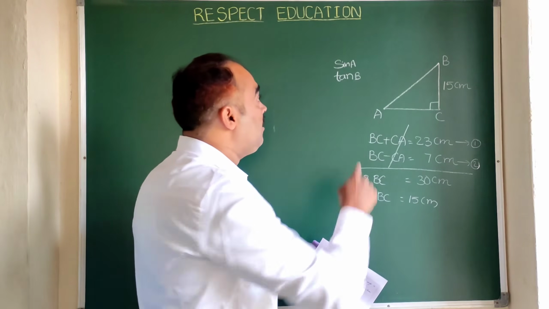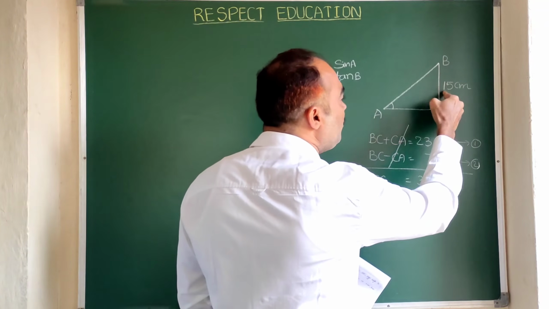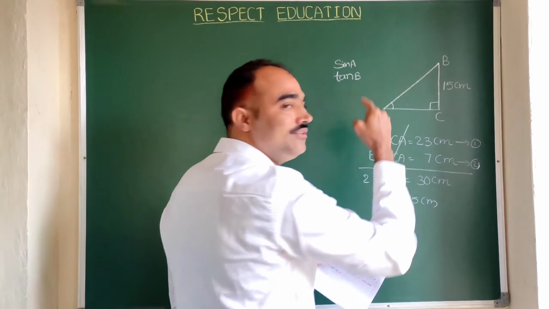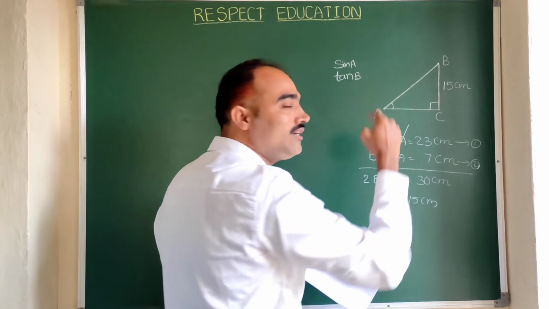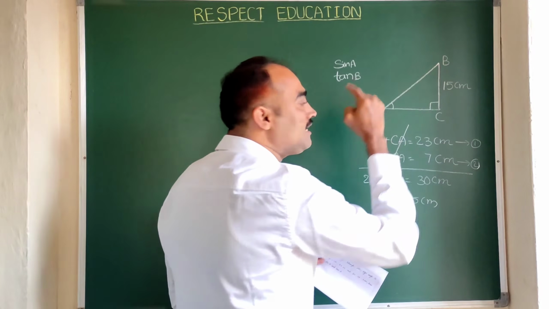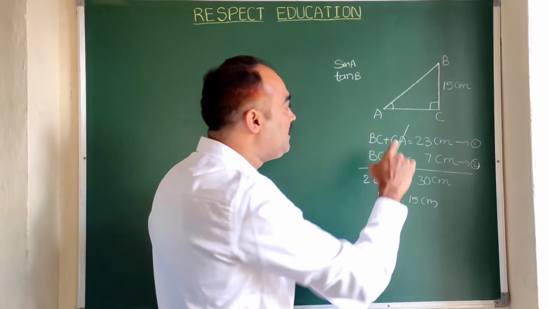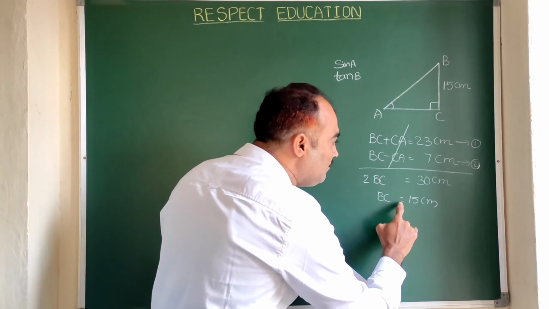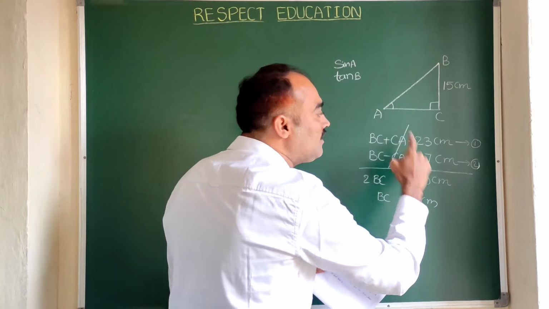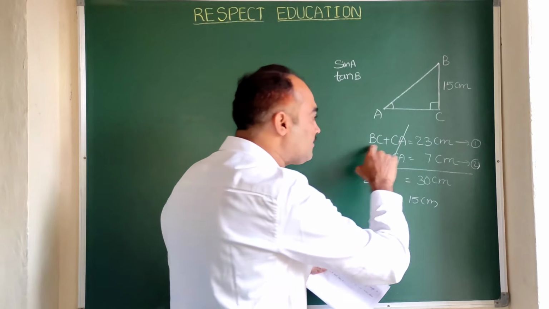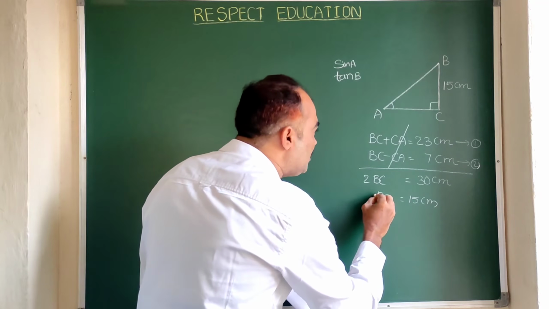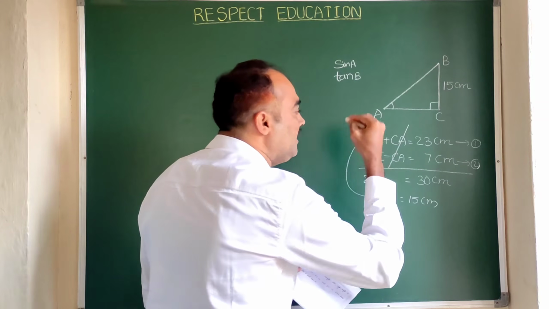Clear? Now for sin A, opposite side to theta means opposite side to A by hypotenuse. Here hypotenuse is also required. That means here AB is required. Along with that AC is also required. Clear? Substitute BC value in any one of the equations. Either you can select first equation or second equation. Clear? I am substituting BC in equation 1.